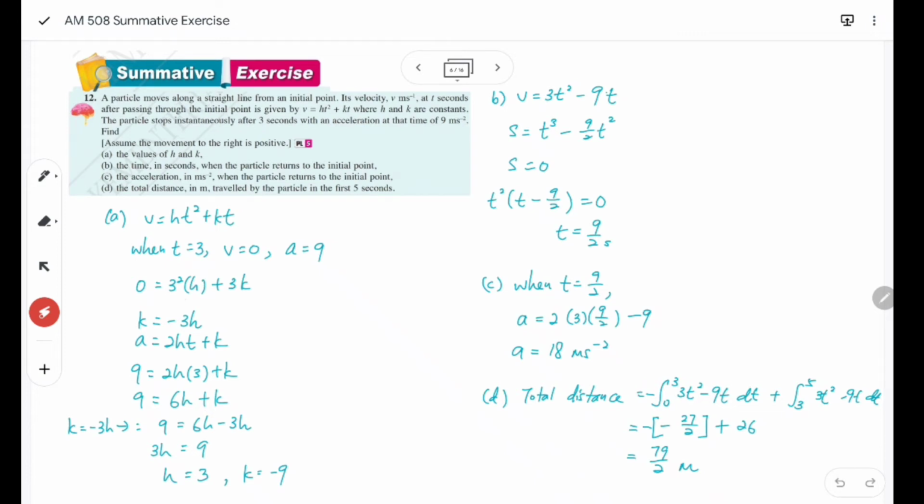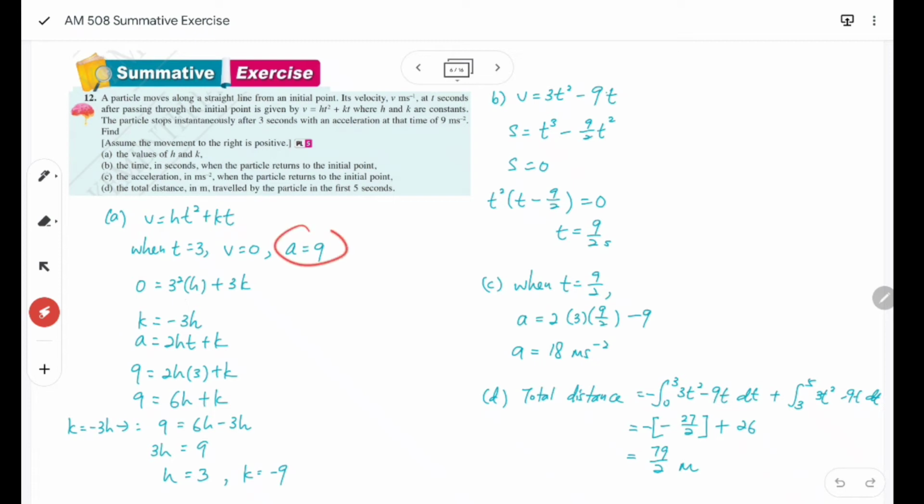So we are given v equals ht squared plus kt, and we need to link up all the information. When t equals 3, v equals 0, and a equals 9. So when t equals 3, v will be 0, and we'll get the relation of k and h. We know k equals negative 3h.